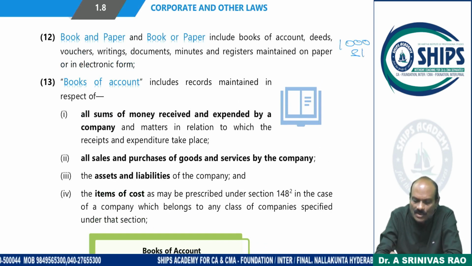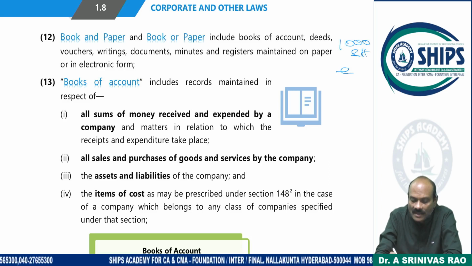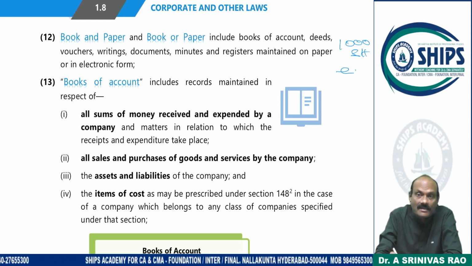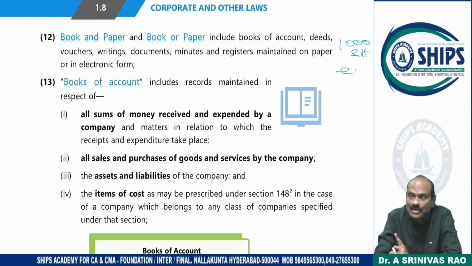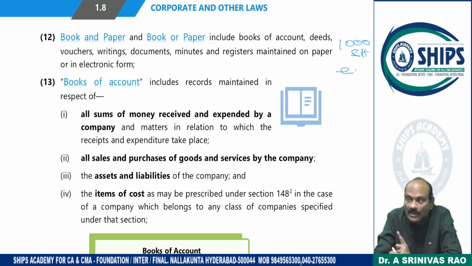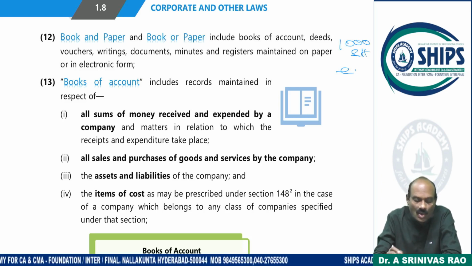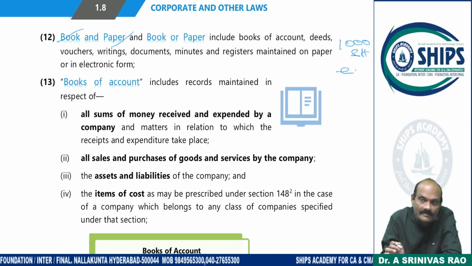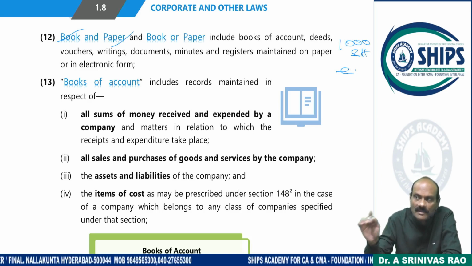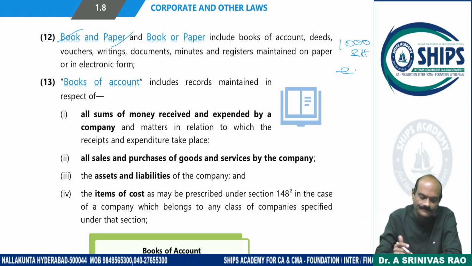If 1000 or more shareholders are there, we have to keep the books of accounts as e-records, electronic records. How to keep the books of accounts electronically? Less than 1000, book and paper. 1000 or more, you have to keep the records electronically.